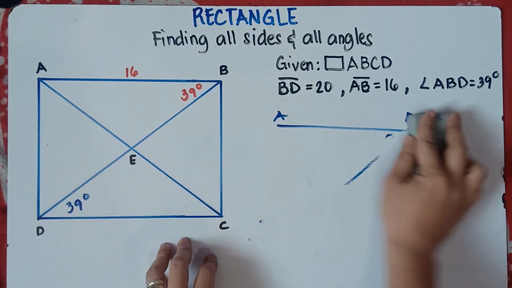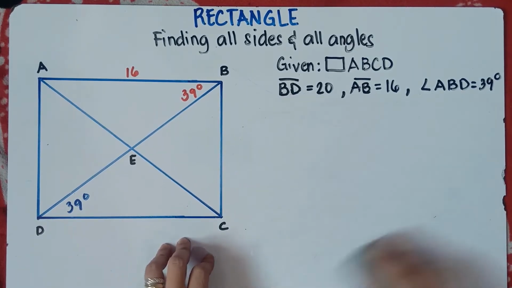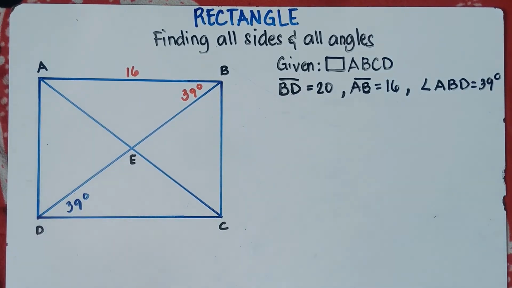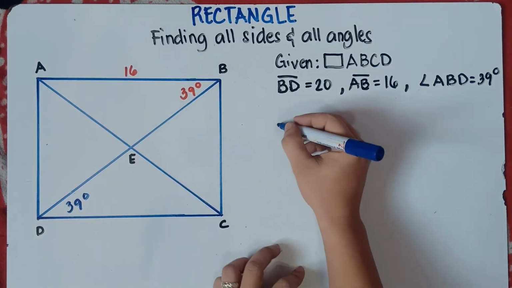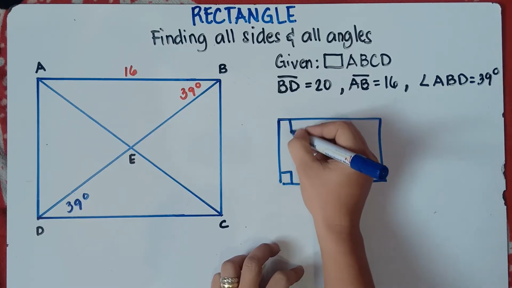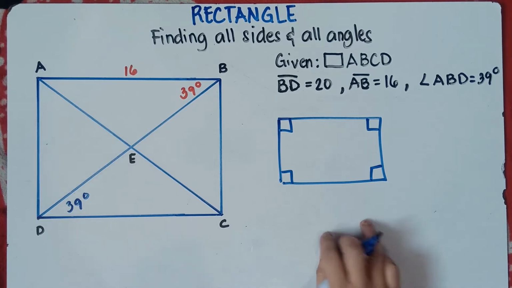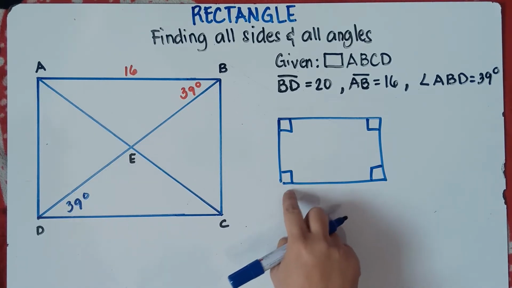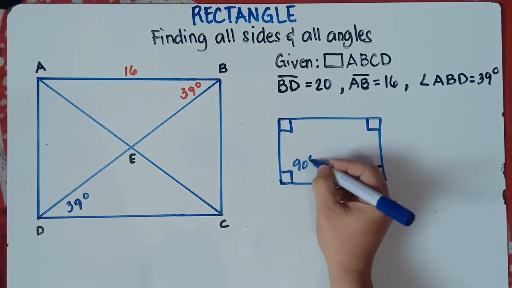Do you still remember, class, the properties of a rectangle? That's correct. The properties of a rectangle say that it has 4 right angles. So if we draw a rectangle, it has 4 right angles. This is a right angle, class. It means that the measure of this angle is exactly 90 degrees.